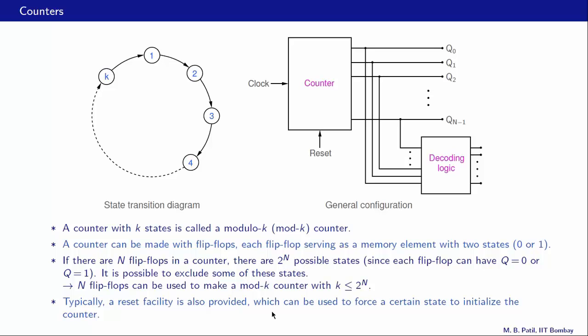For example, let's say we have 3 flip-flops inside this counter. So the outputs are Q0, Q1, Q2. And we might want the counter to start in the state 0, 0, 0. So that can be achieved using the reset facility. Now in addition, there is also this box called decoding logic shown over here. We will look at that a little later.